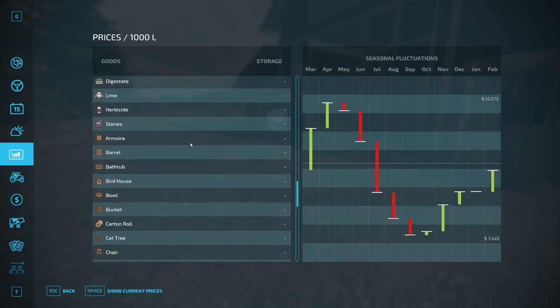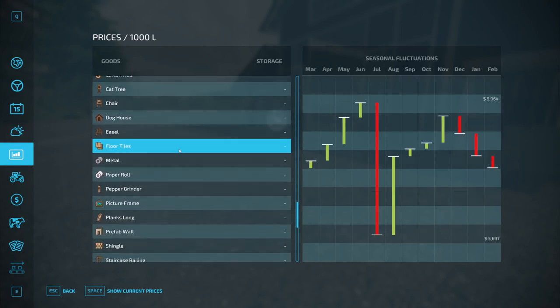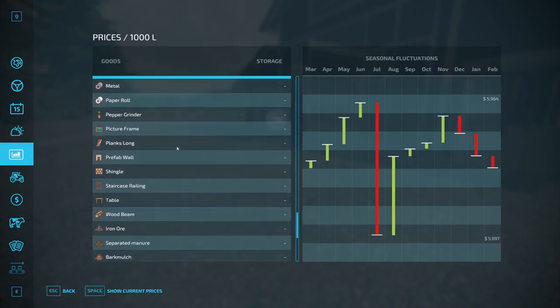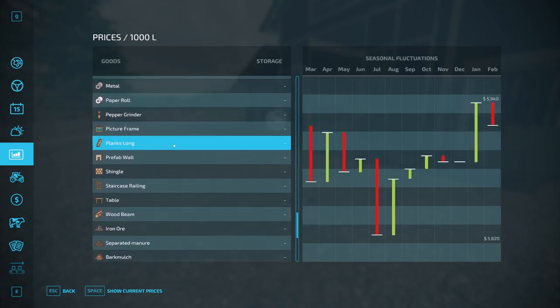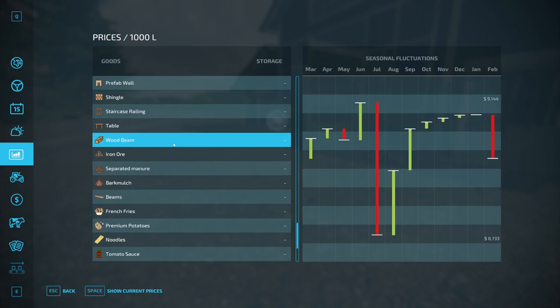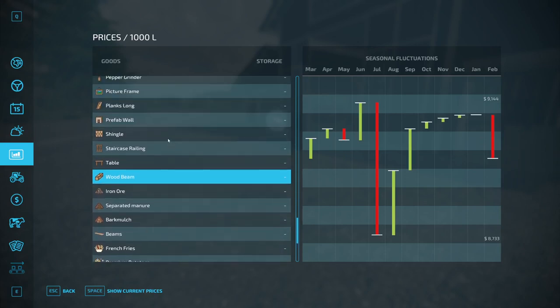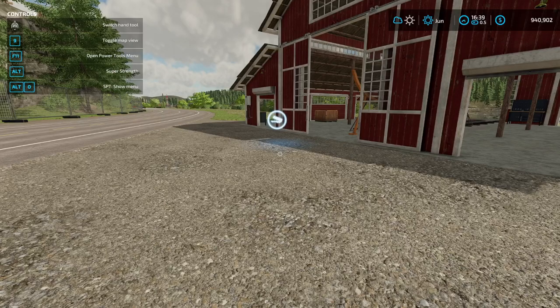The rest of the products really do not fluctuate very much at all. Like floor tiles, $300. Planks long, $100. Wood beams, $400. So that's just to give you a rough reference point.